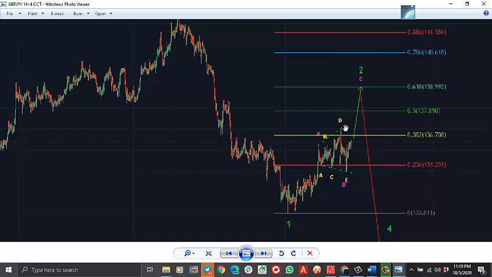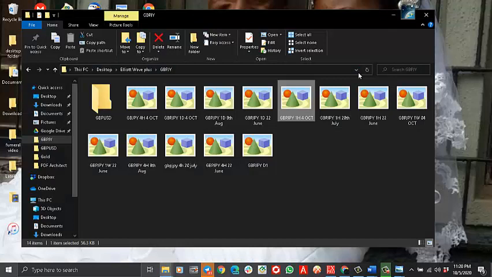If it doesn't reject this place, it will break it and come here. If you break here, it will come here and come here. So watching how price reacts at every Fibo level is important. This is all for GBPJPY. Now let's go to live markets to see if we have something to do there.